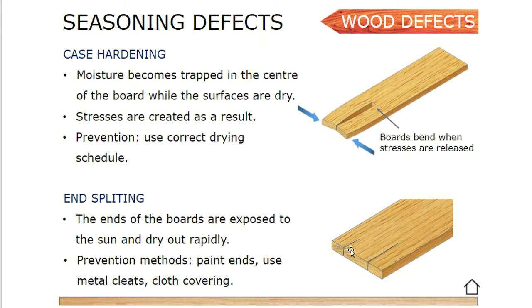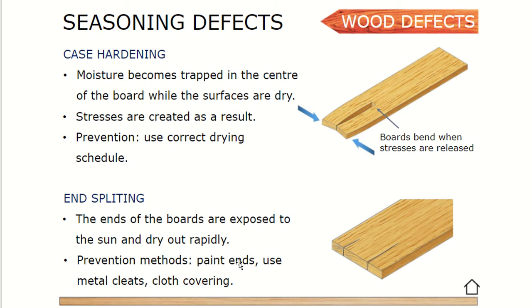And the final one here is just end splitting. It's just when the ends of the wood split. If you remember back to our previous chapters, we talked about three different methods for stopping the ends splitting, and they were to paint the ends, or put a metal cleat on the ends, or maybe put a cloth over the ends when we're seasoning them. The ends of the board are exposed to sun and they dry out too quickly, so they crack. So that's why we paint them, or put a metal cleat over them, or a cloth, so the sun doesn't directly meet them.